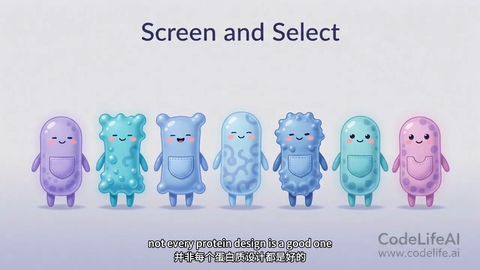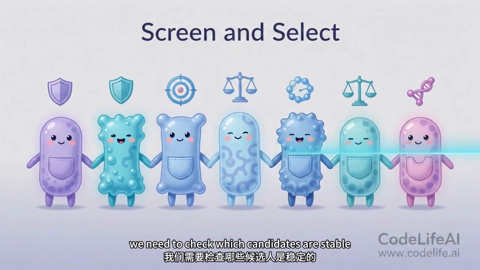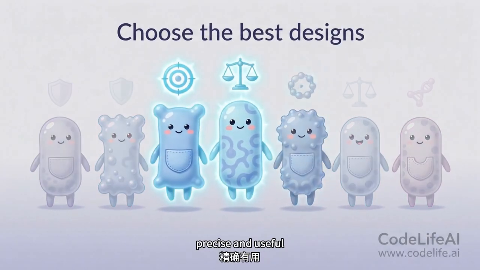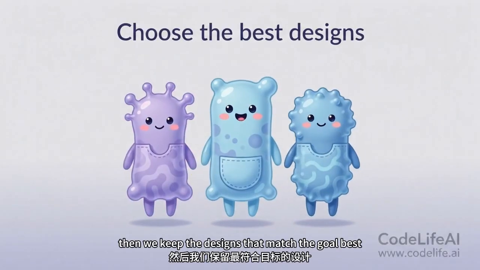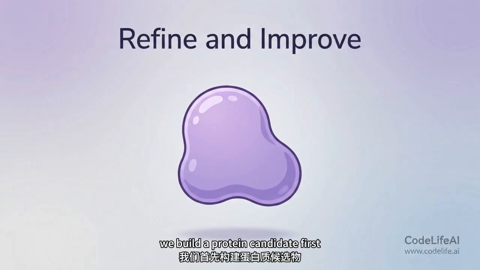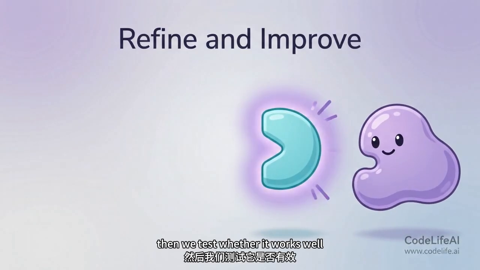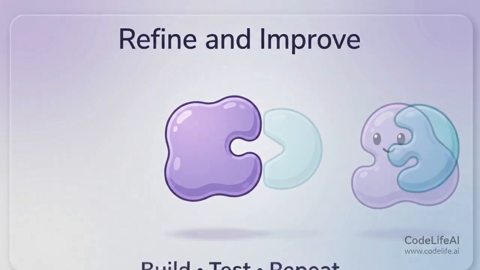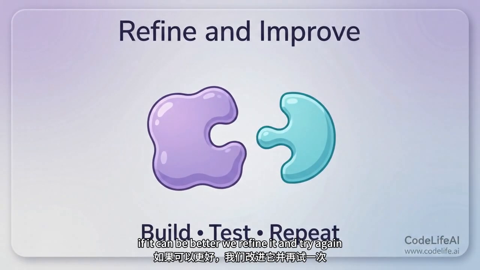Not every protein design is a good one. We need to check which candidates are stable, precise, and useful. Then we keep the designs that match the goal best. We build a protein candidate first. Then we test whether it works well. If it can be better, we refine it and try again.